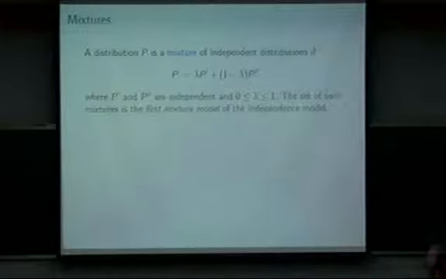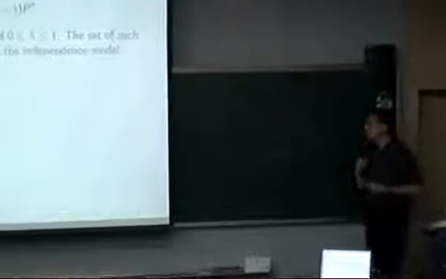So the picture of this is, here's our ambient high-dimensional probability simplex. Here's our very, very low-dimensional independence model. And maybe you have 2 independent distributions.